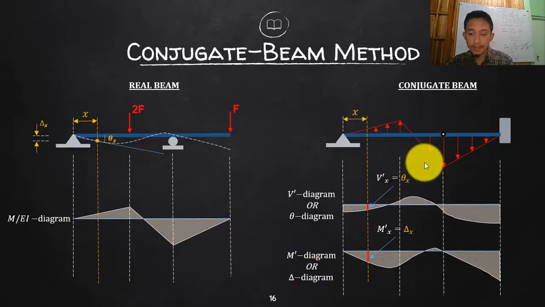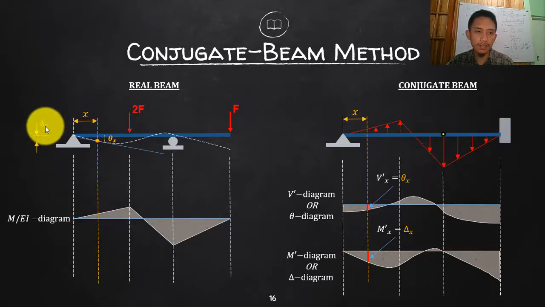However, that is the good thing in the conjugate beam, because you do not need to do that. If you want the rotation and the deflection at this point, all you need to do is cut. Get the shear here by summing forces on this left side or right side, or cut and get the moment, and that is your deflection.